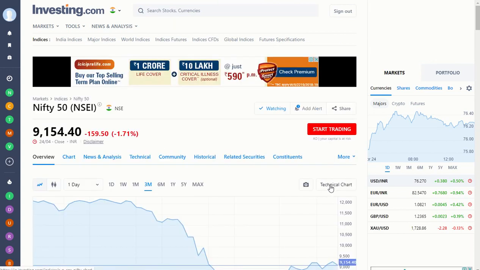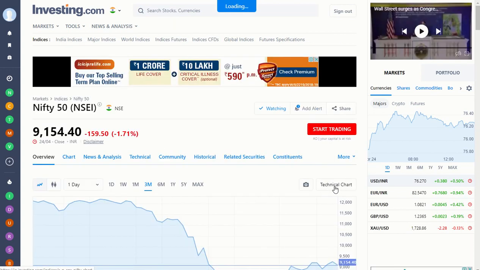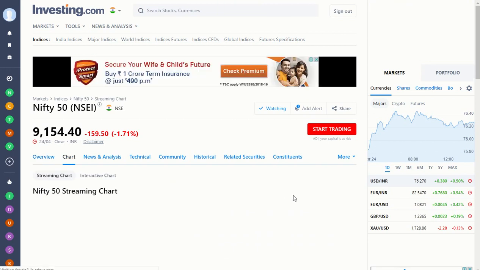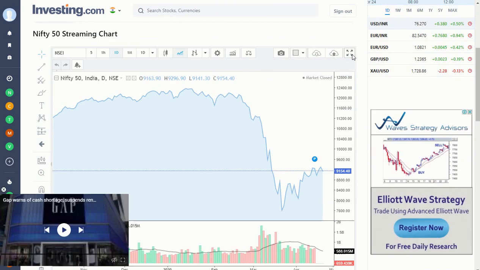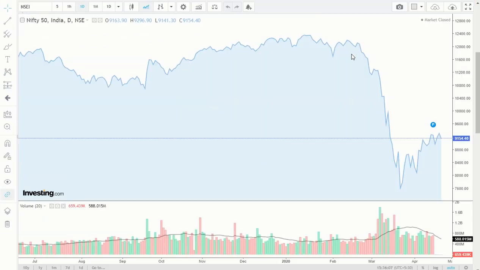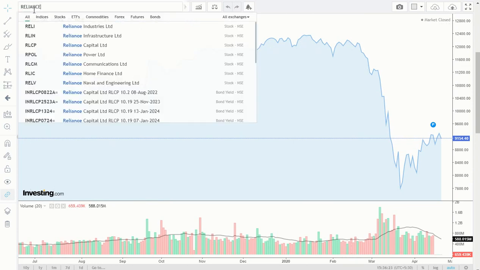You go to the technical chart here. There is an option of technical chart. You click on that, and this chart will open for you. You can use this button to expand it. So this is how you reach this chart. Now, this is the Nifty chart. If you have to change Nifty to some other, let's say Reliance, you can do it here.